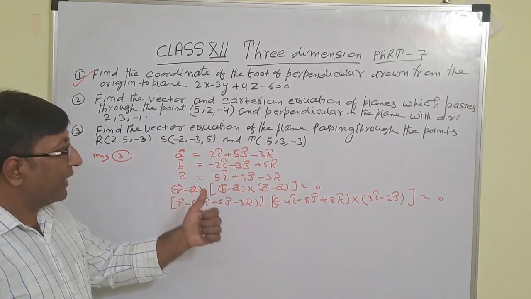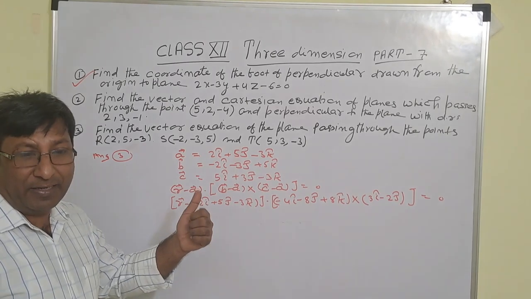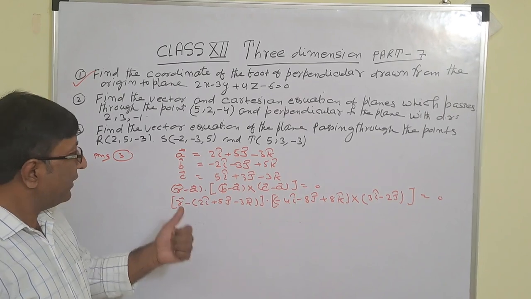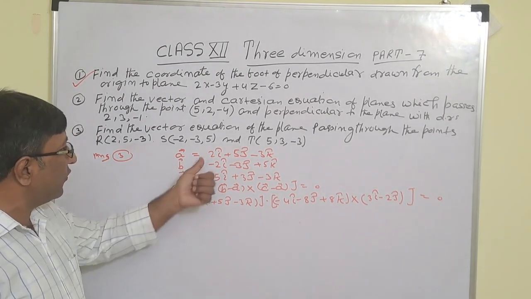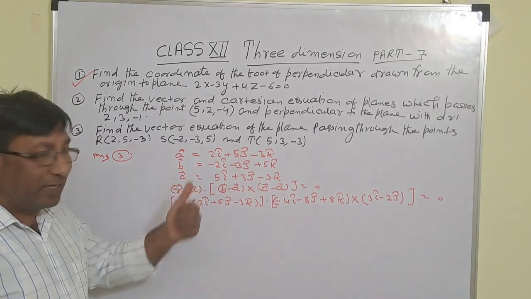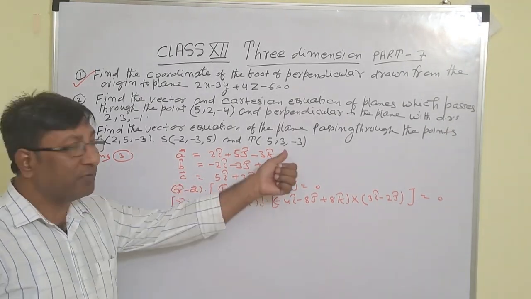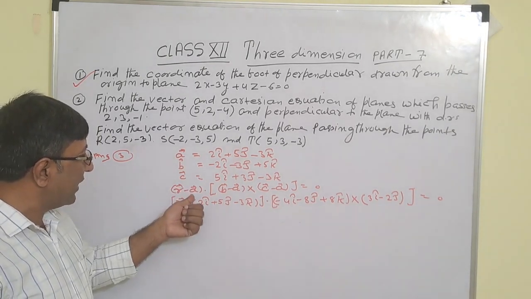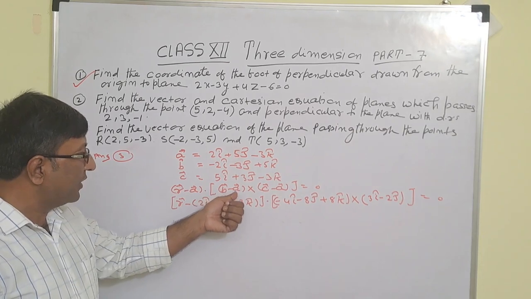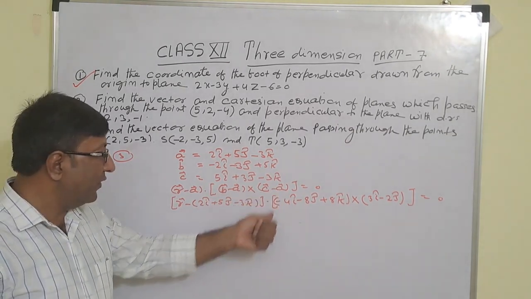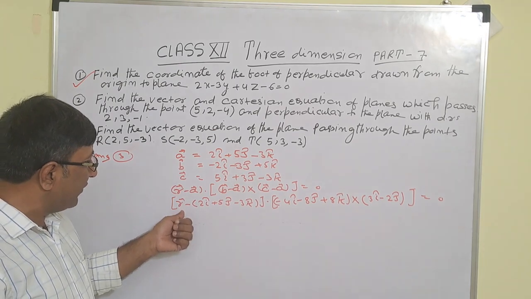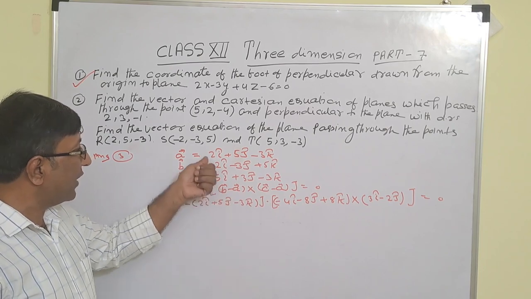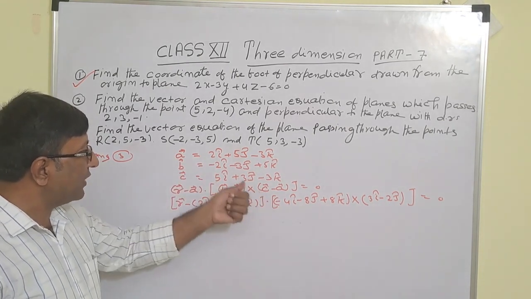That means when any 3 points are given and we have to find the vector equation of the plane passing through these 3 points, then a vector is the position vector of the first point, b vector is the position vector of the second point, and c vector is the position vector of the third point. Then apply this formula. The vector equation of the plane is r vector minus a vector dot b vector minus a vector cross c vector minus a vector, and put the values. r vector minus a vector is already given, put this value. Again find b vector minus a vector from this and put the value, and c vector minus a vector, put the value.